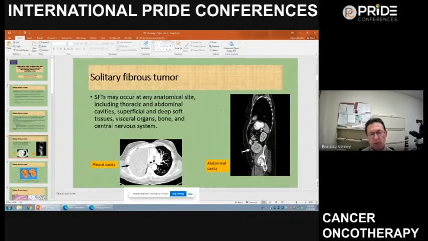Solitary fibrous tumors may occur in any anatomical site, including thoracic and abdominal cavities, superficial and deep soft tissues, visceral organs, bone, and the central nervous system. In the two images which I present now, you can see a large SFT involving the pleural cavity, and then another one in the abdominal cavity.